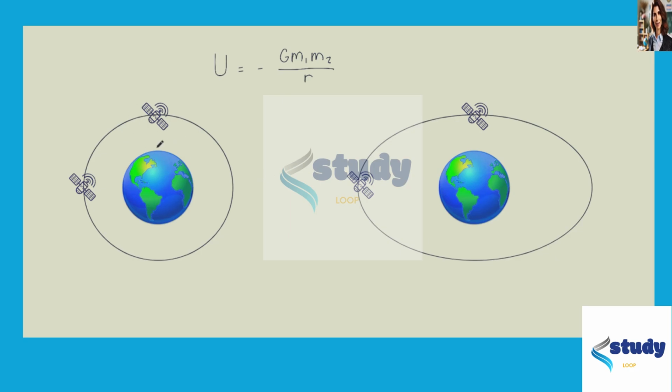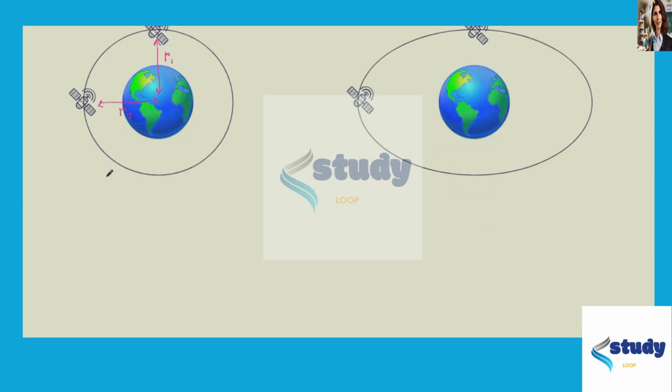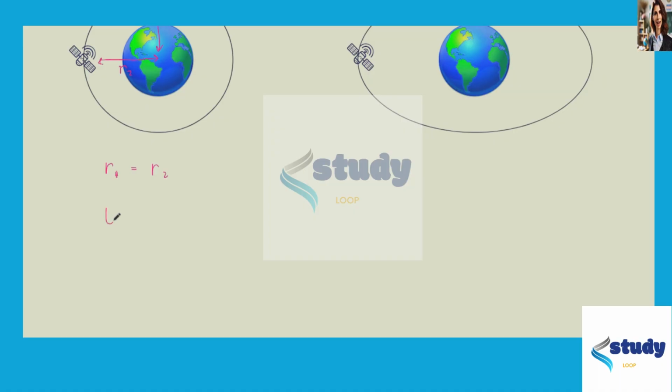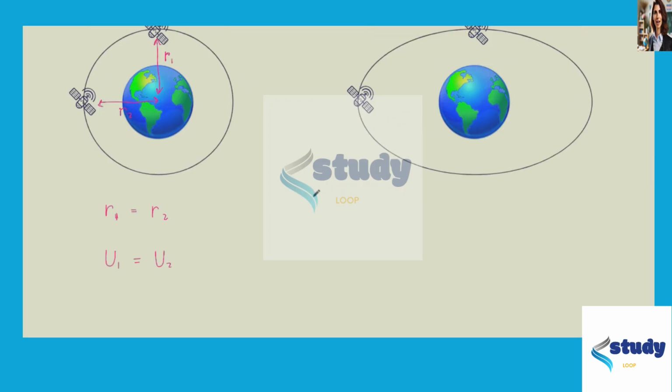So first let's look at a circular orbit. For a circular orbit, we know that the distance between the satellite and the center of the Earth, in one case r1, in any other case r2, is always the same. So the separation between the center of mass of the Earth and the center of the satellite is always the same. So if r1 is equal to r2 at all points, that means there are no variations in the potential energy. So U1 is always equal to U2.